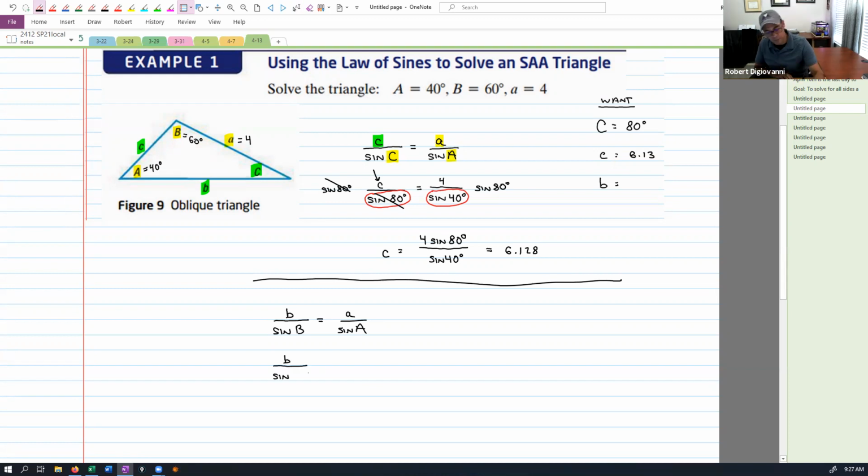We know that capital B was 60 degrees, equals a, which we were given was 4, over sine of capital A, which is 40 degrees. I'm going to clear the fractions again. So I'm going to multiply both sides by sine of 60 degrees.